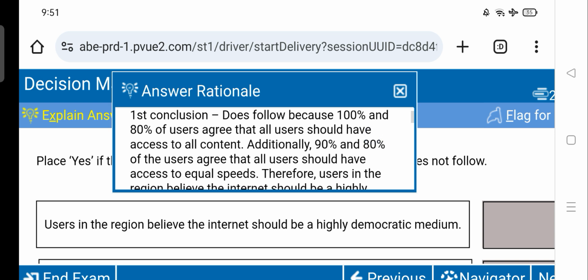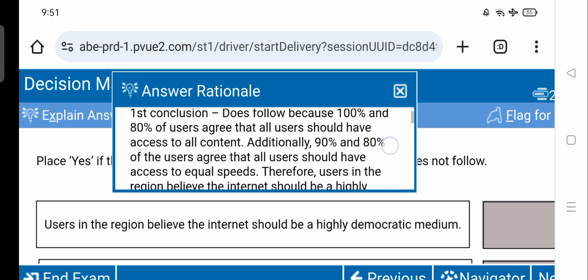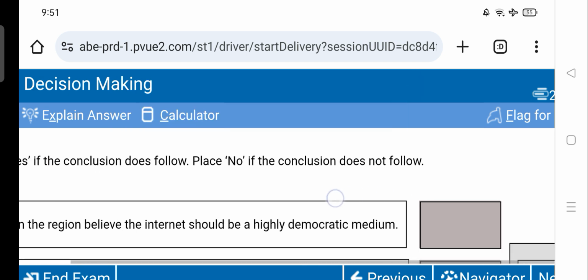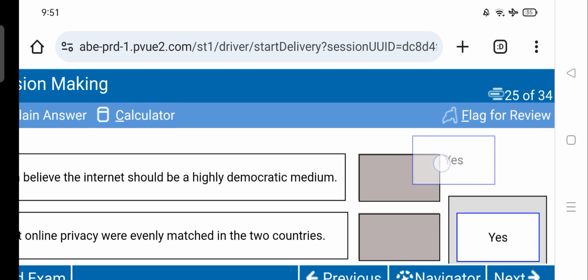So here we are, first conclusion. It does follow because 100% and 80% of users agree that all users should have access to all content. Additionally, 90% and 80% of the users agree that all users should have access to equal speeds. Therefore, users in the region believe the internet should be a highly democratic medium. So the first conclusion does follow the statement of the question, so we will drag a yes and drop it here.